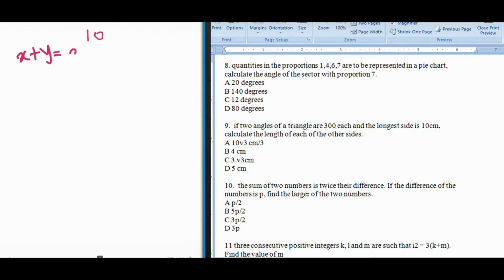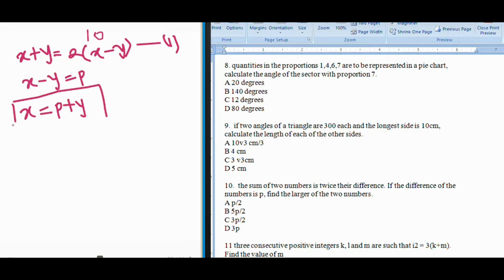That will be 2 into what? X minus Y. And we are told that the difference is equal to P, which means X minus Y. You can call the first one equation 1. Here X minus Y will be equal to P. Then we can find our X in terms of Y. That is, our X will be equal to P plus Y. Now we can go back to equation 1, and anywhere we see X, we substitute P plus Y in place of X.